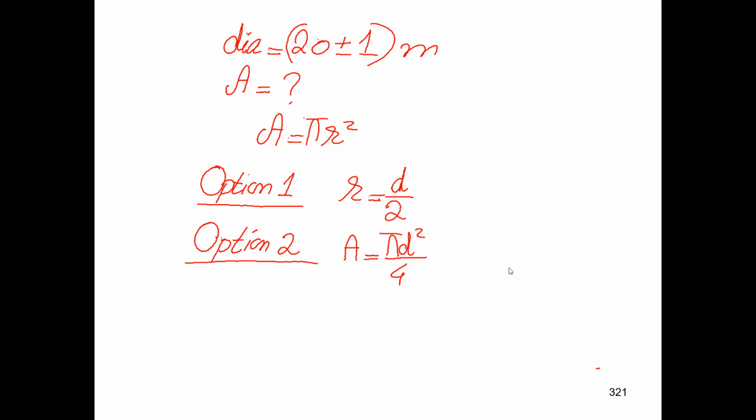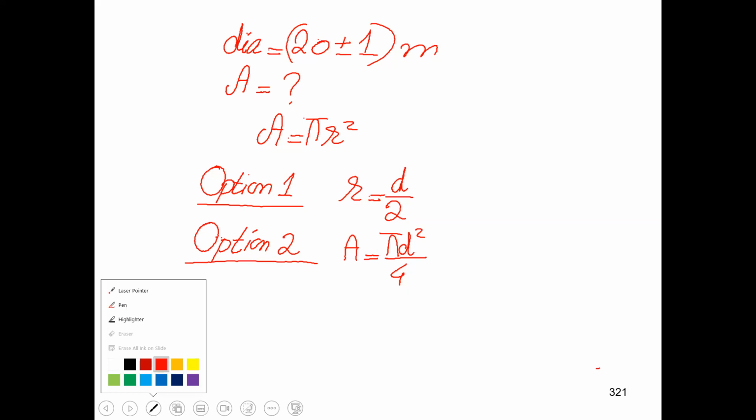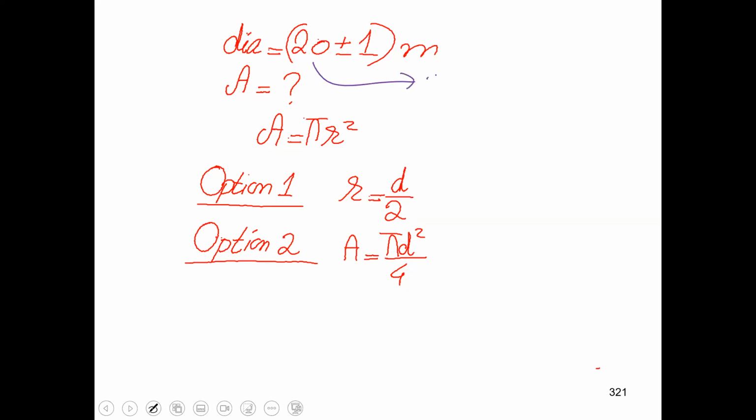So if you want to convert the diameter into radius, you will divide by 2. Now you can divide 20 by 2 and get 10. But the problem is, how should I divide 1 by 2? Because it will change the uncertainty. Uncertainty is not a number alone which can be divided by 2. It means if diameter has an uncertainty of 1, it is not sure that radius will also have an uncertainty of 0.5.